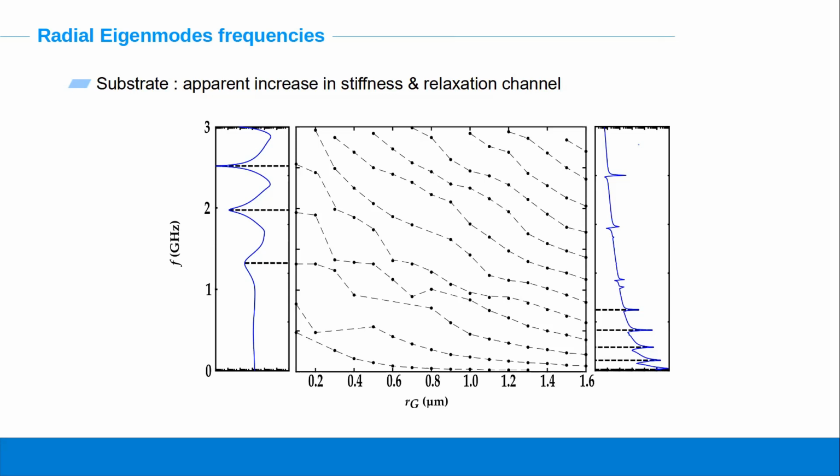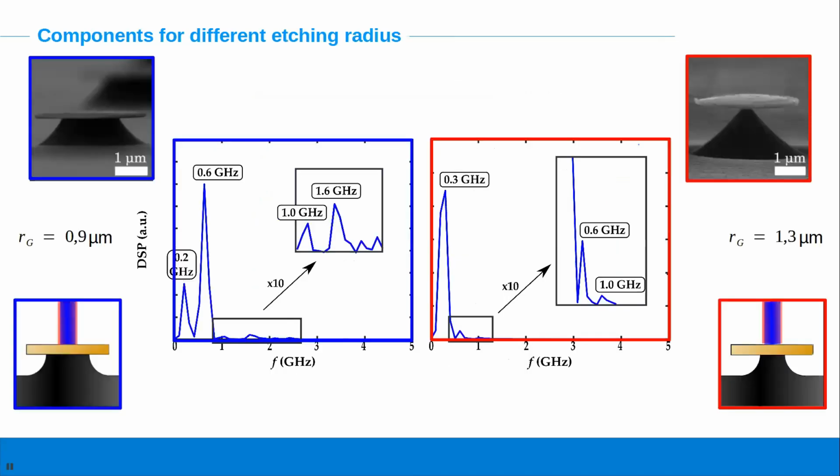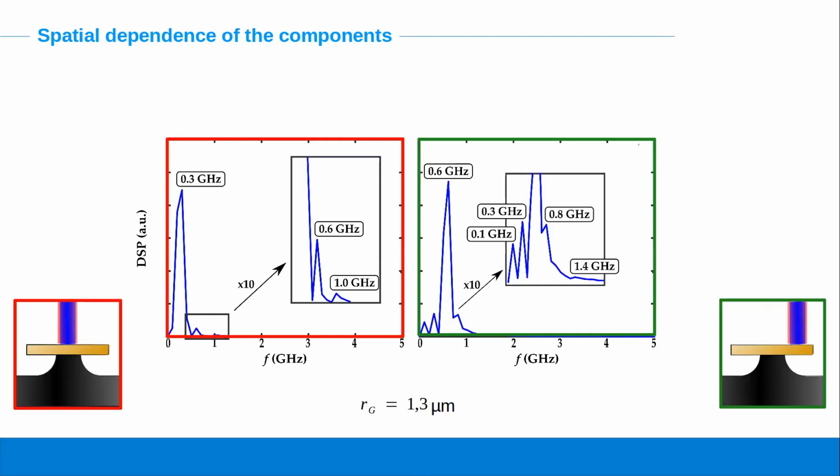And so this numerical result can also be investigated experimentally. For that, we have done some measurements on disks with different etching radius, and for each of them we can obtain a spectrum. In that case, we observe that for the two etched disks, we have several components with frequency much smaller than the one obtained in the absence of etching, and with even smaller frequency in the case of a more important etching radius. We can also investigate the spatial dependence of the components we can obtain.